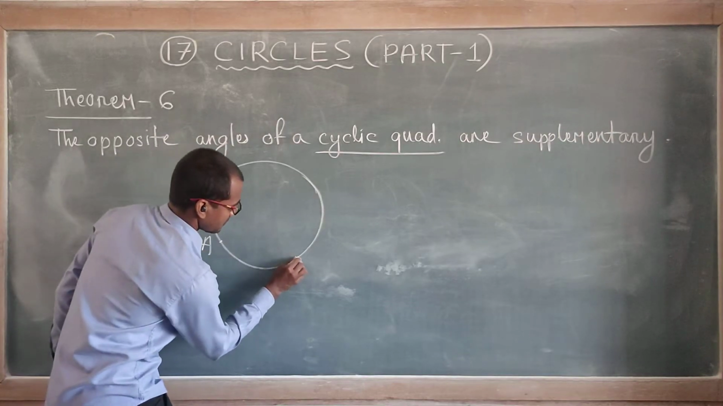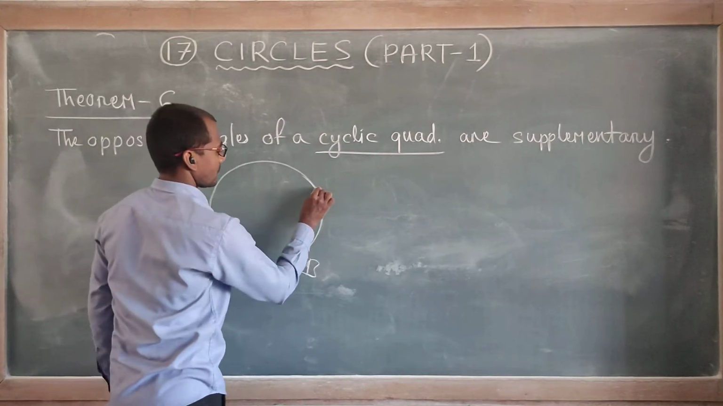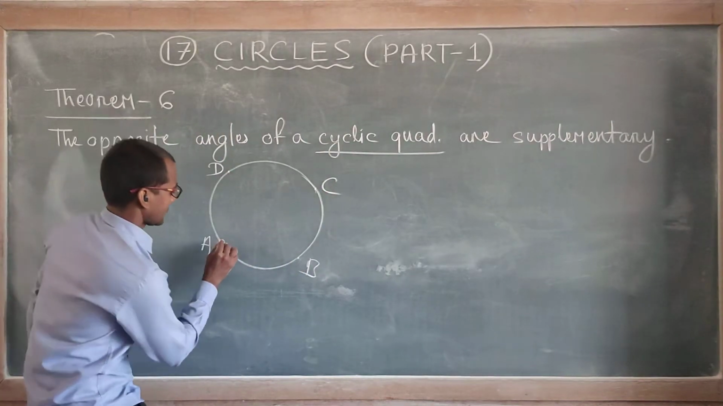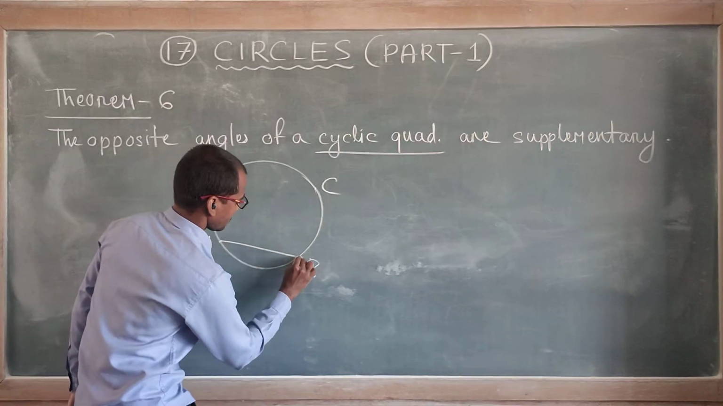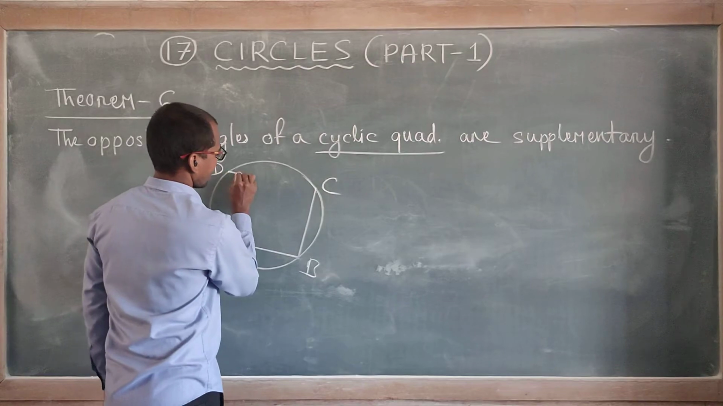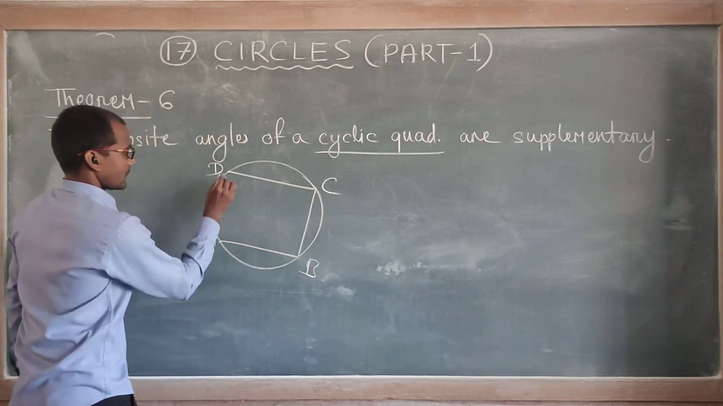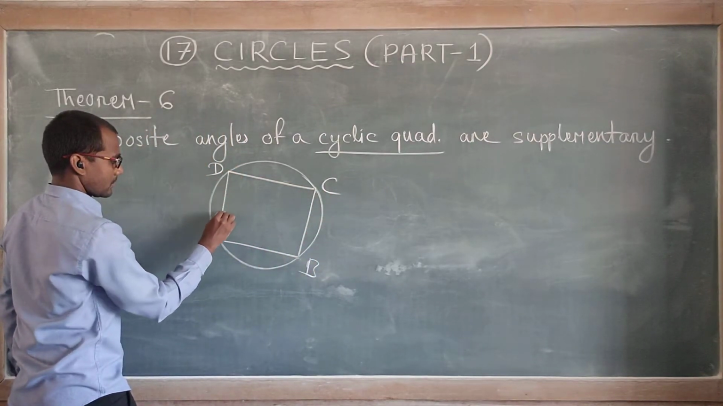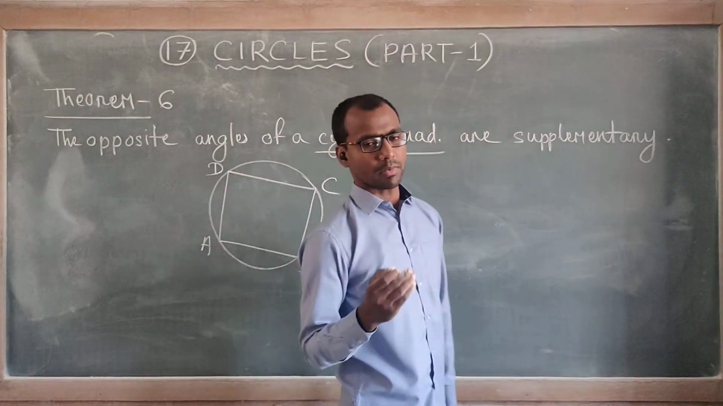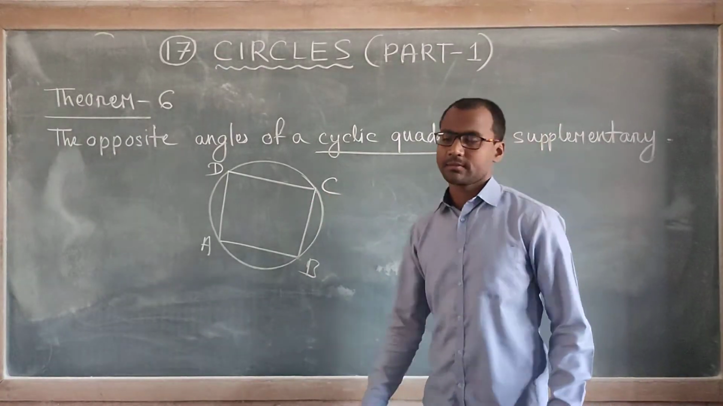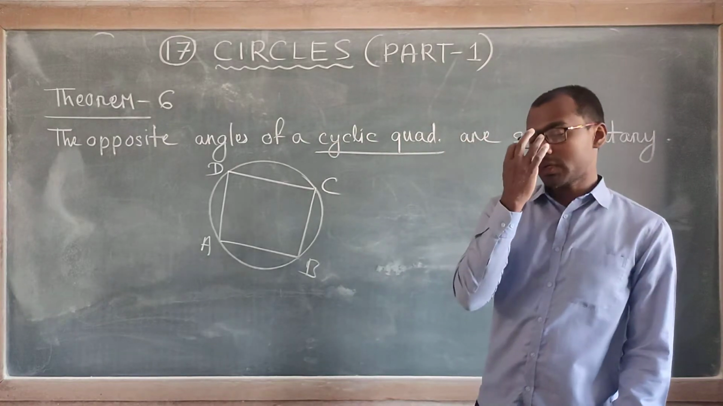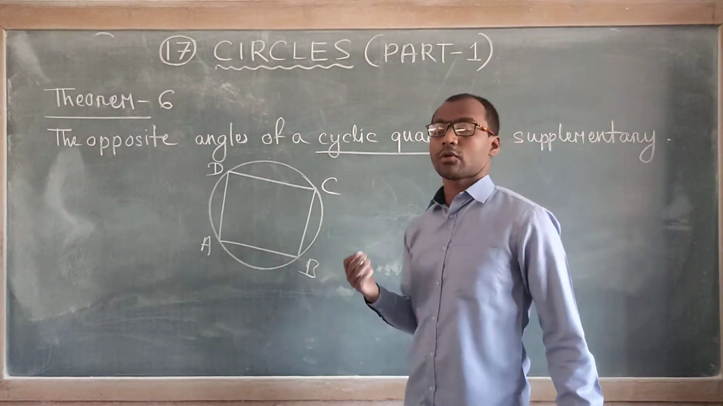Okay, now take randomly 4 points on the circumference. A, B, C and D. Join AB, join BC, join DC, join AD. Okay, now ABCD is cyclic quadrilateral, because all of its vertices lie on the circumference of the circle. Okay. This I had explained in the circumcircle.